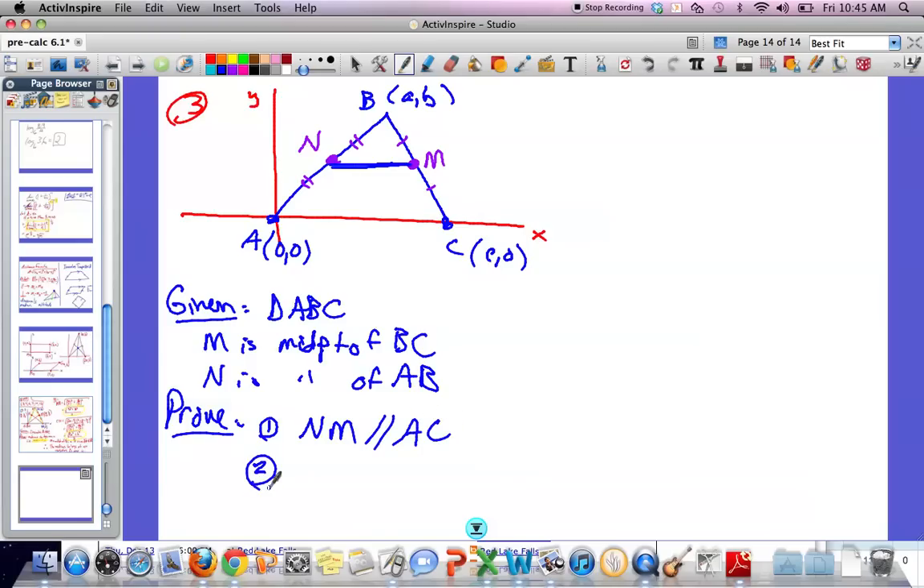And let's just write down the second thing that we're supposed to prove. And then we'll prove it. But I think it's good to write it down in terms of symbols. What's the second thing we're asked to prove? That is half the length of AC. So NM equals half of AC.